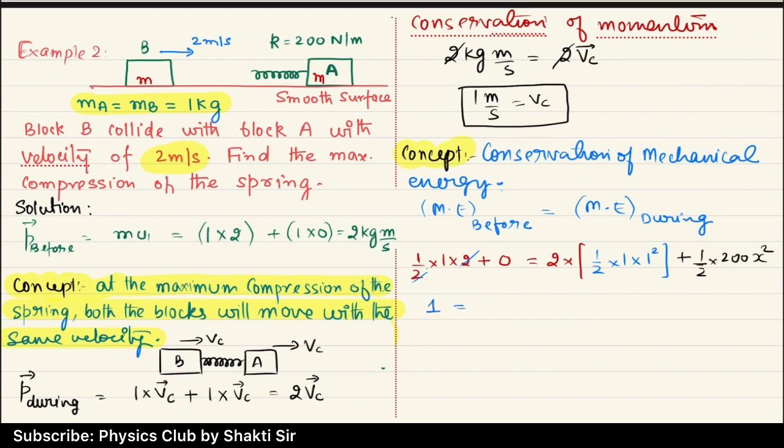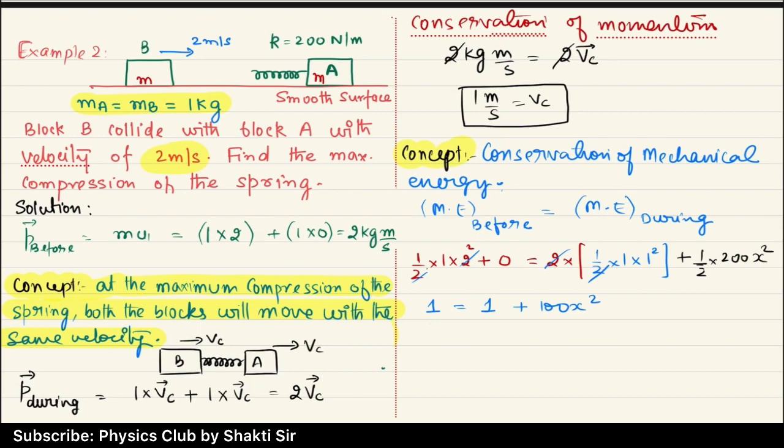Plus 100 x square. Oh okay, wait, there is a mistake. So half mv square here means 4 divided by 2 is 2. Here you will get 2. Okay, so 2 minus 1 is 1, equals 100 x square.